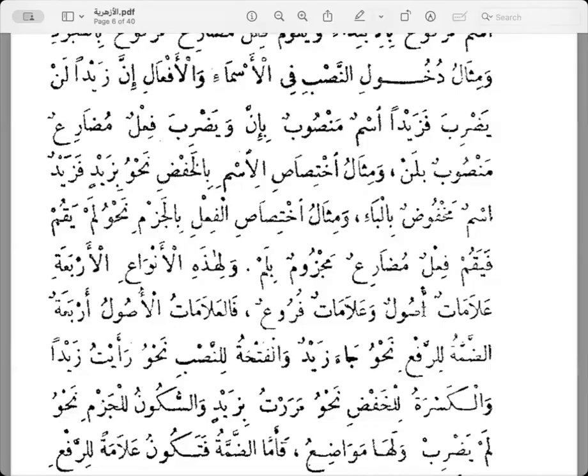So furu' means branches, alamat means signs. So you mean branch signs? Yeah, meaning signs that are not the original, they are the secondary ones. When you use a noun that is not mushtaq, not an adjective, ولا مؤول بالمشتق, and it doesn't really have the meaning of mushtaq, that's called عطف بيان. We'll discuss it later on, but it's possible. Wallahu a'lam.